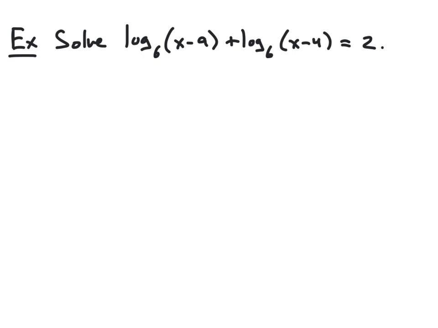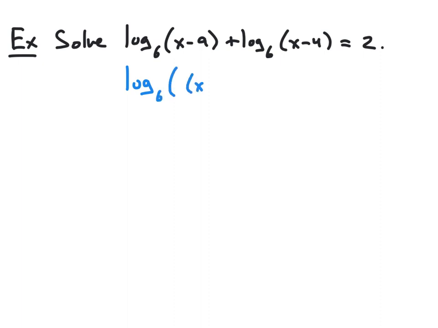For another example, let's solve log base 6 of (x minus 9) plus log base 6 of (x minus 4) equal to 2. We're going to approach this one much like the last example, at least to get started. On the left side, we have the sum of two logs with the same base 6, and so we're going to apply the product rule to condense that into a single log.